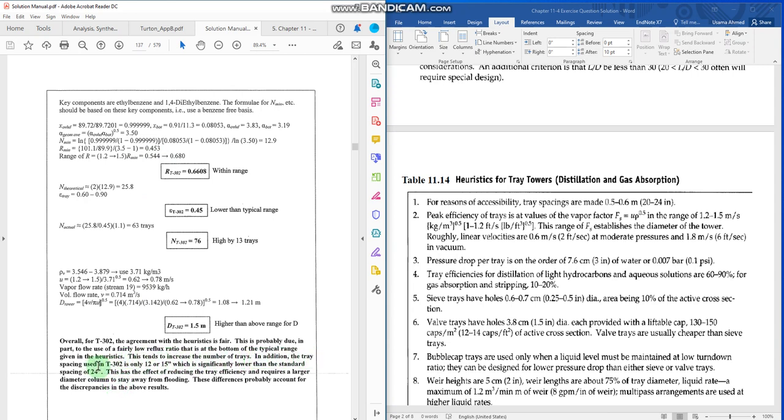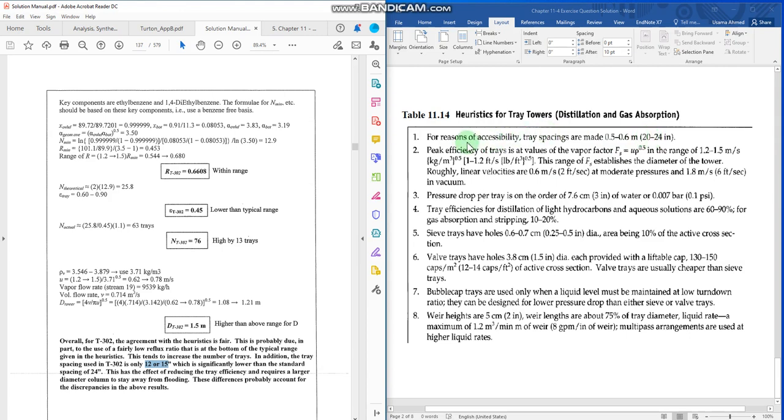In addition, the tray spacing in the tower is only 12 to 15 inches. So this is another reason. Usually, the tray spacing between each other is from 20 to 24 inches. If you go back to heuristic number one, for reasons of accessibility, tray spacings are between 20 to 24 inches. So this is one of the reasons, because if you are just minimizing the spacing between the trays, then the chances of flooding would increase. So this is one of the reasons that you can have more trays in the same column.